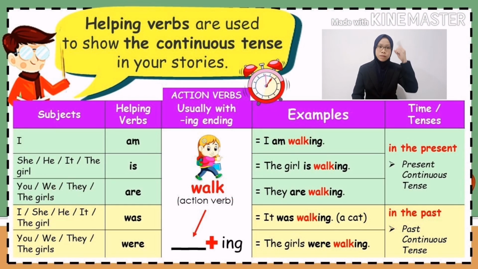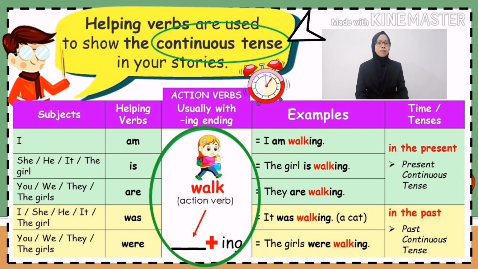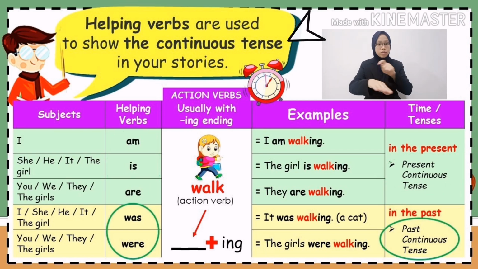Simply put, helping verbs are used to show the continuous tense in your stories. So, make sure you add ing at the end of an action word to show continuity. Again, the present continuous tense helping verbs are used in the present. In contrast, past continuous tense helping verbs are used in the past.